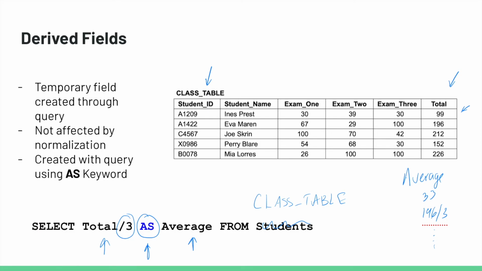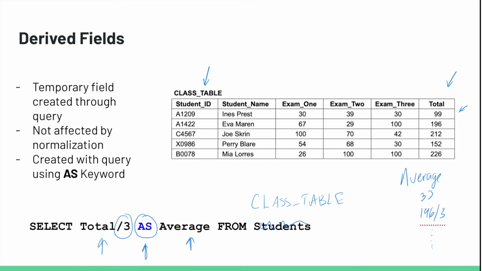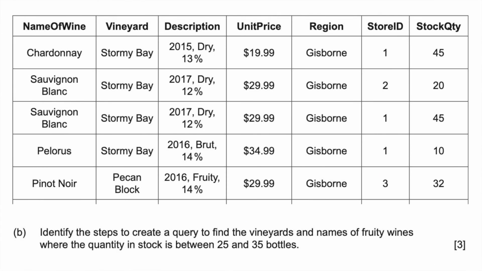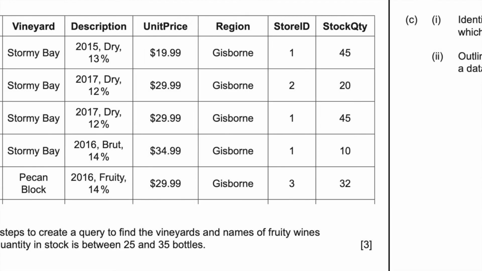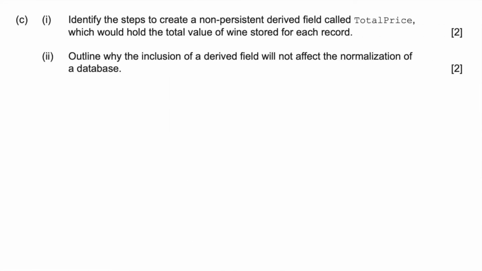That being said, let's take a look at a question involving derived fields from the IB exam. We saw this table earlier involving wine. Here we have another question associated with that wine table. It says identify the steps to create a non-persistent derived field called total price, which would hold the total value of wine stored for each record. So this basically means that we need to create a SQL query to display the total value of wine stored for each record.